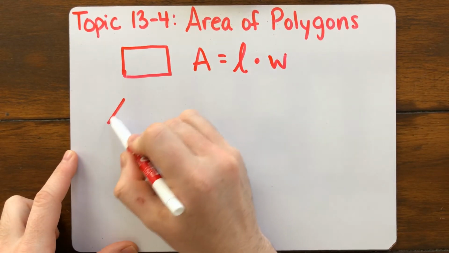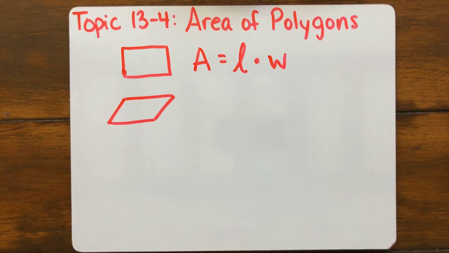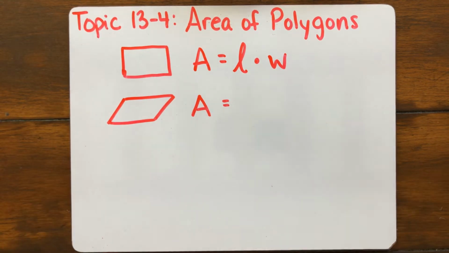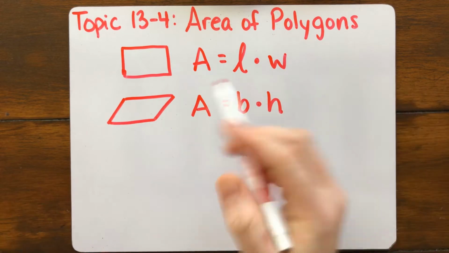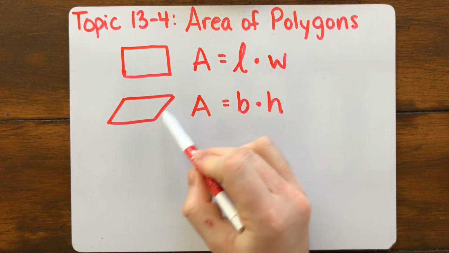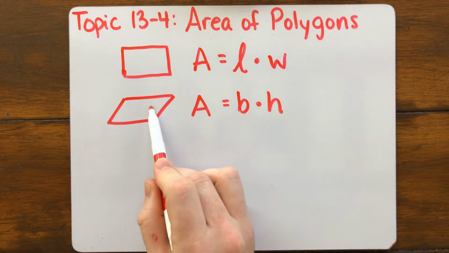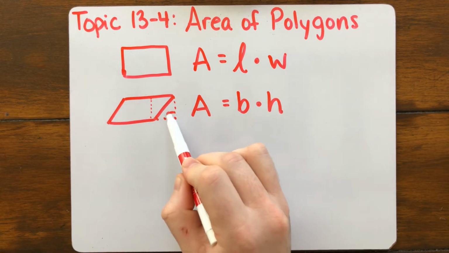Now, to find the area of a parallelogram, our area would be base times height. Remember, we cannot use that diagonal dimension. It doesn't give us anything. So it has to be the base, and then the height could either be represented like that, or it could be represented like that on the side too.